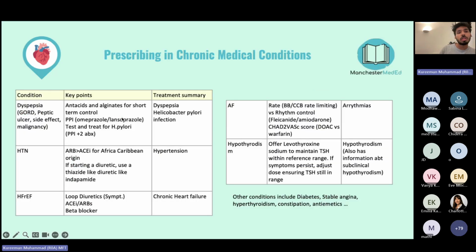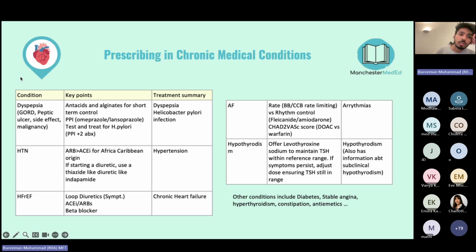Some common chronic medical conditions. We went through dyspepsia, which covers GORD and peptic ulcer. Dyspepsia can be caused by side effects of medications or malignancy as well. Like we said, the first line for undiagnosed dyspepsia is a PPI for 4 weeks, and then you would test and treat for H. pylori. The treatment summaries are dyspepsia and H. pylori. You can have a look at them, especially for H. pylori, because they recommend different kinds of antibiotics for it.